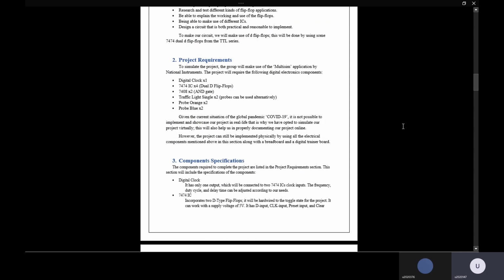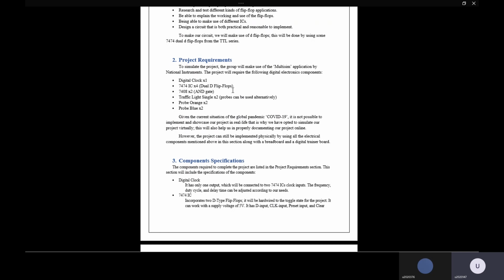So now I will go through some of the requirements for our project. Basically, our project will include one digital clock, four 7474 ICs, two AND gates. We will be using the 7408 TTL series AND gate. We will also be using two traffic lights, two orange probes, and two blue probes.